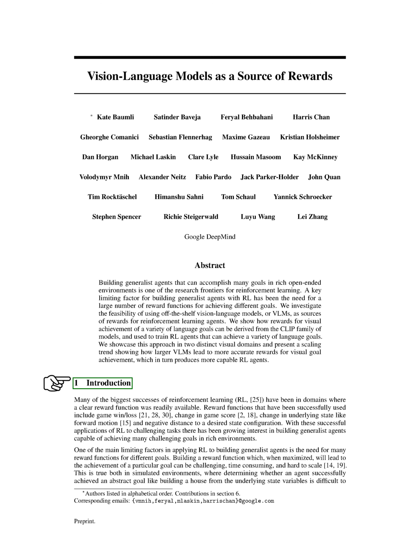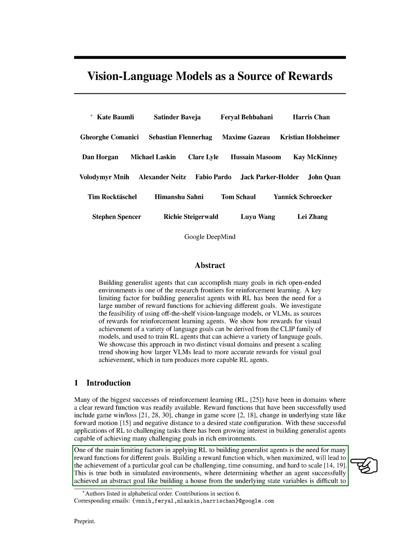Section 1 Introduction. In the world of reinforcement learning, RL, we've seen significant progress in areas where a clear reward function is readily available. These reward functions can be based on various factors, such as winning or losing a game, changes in game scores, or changes in the state of the game, like forward motion or the distance to a desired state. With the success of RL in these areas, there's been a growing interest in creating versatile agents that can handle a wide range of challenging goals in complex environments.